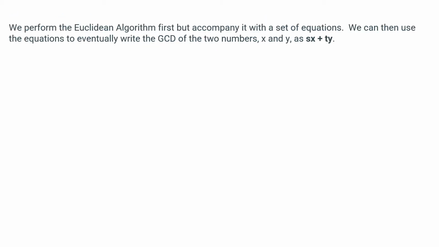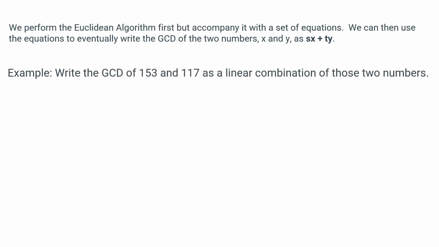As I said, to use this extended Euclidean algorithm, we're going to be performing just the Euclidean algorithm, but we're also going to be accompanying the steps with a set of equations. And then we're going to be able to use those equations to eventually write the GCD of the two original numbers, x and y. And that's what we need to do. So let's look at this example here.